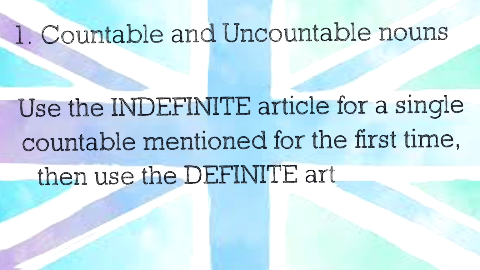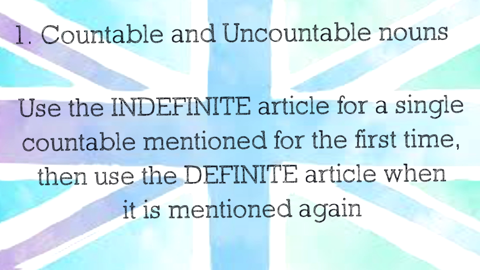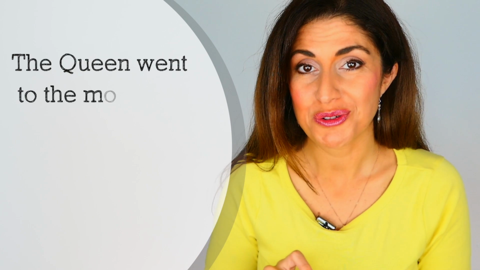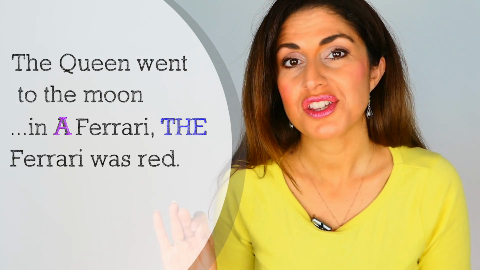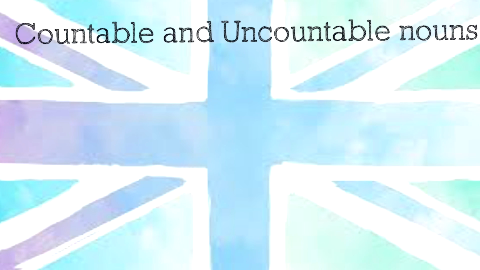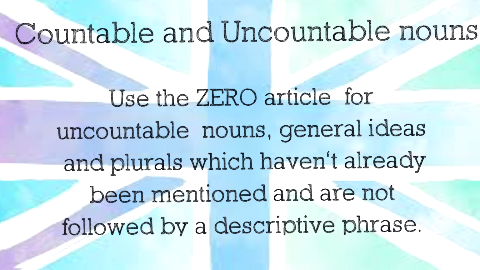So let's have a look at countable and uncountable nouns, because that's one of the biggest differences. Let's go through some of those rules. Use the indefinite article for a single countable noun mentioned for the first time. Then use the definite article when it is mentioned again. For example, the Queen went to the moon in a Ferrari. The Ferrari was red.